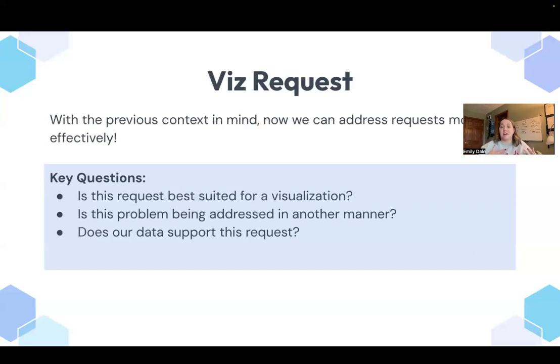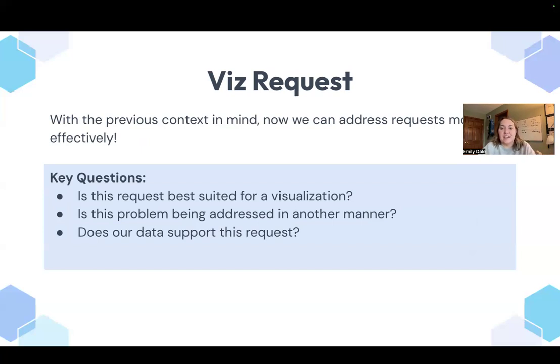And now with all of that context in mind, we really understand our users, our company, our team. We've got a full grasp on what's going on. Now we can actually get down to what the request is. And when I say request, this might be the first time someone's asking for a visualization. It might be a request to fix something or upgrade or change something. That context is important every single time.